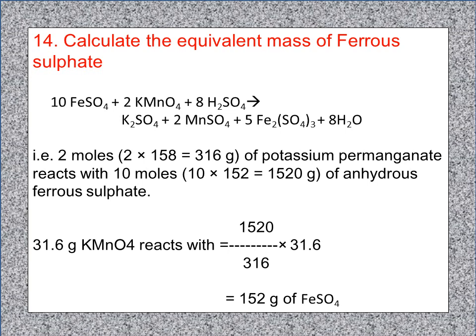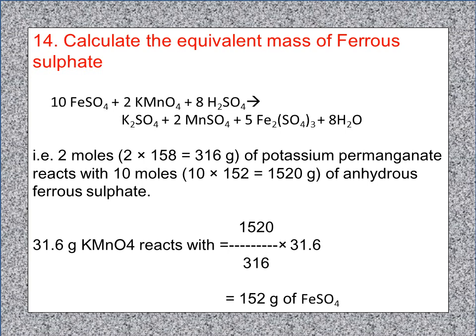Yes, it is 10. So 10 moles of ferrous sulfate. The anhydrous ferrous sulfate has no water molecule, so its molecular mass is 152. So 10 into 152 is 1520 grams. Already we know the equivalent mass of potassium permanganate to be 31.6 grams. So if 316 grams of potassium permanganate reacts with 1520 grams of ferrous sulfate, then for 31.6 grams, you will have 1520 by 316 into 31.6, which will be equal to 152 gram per equivalence of ferrous sulfate.